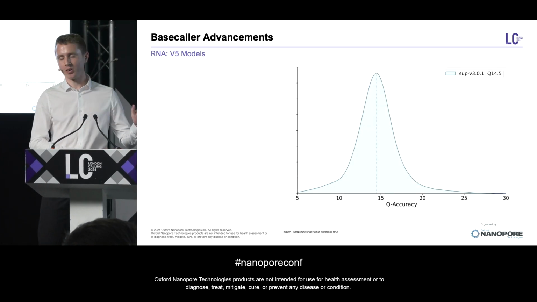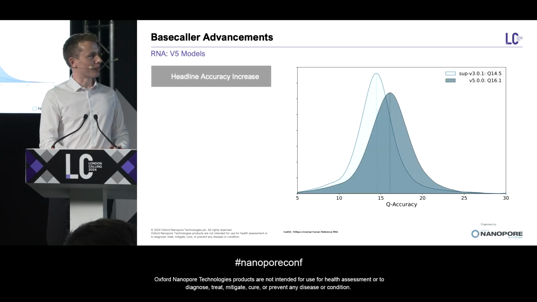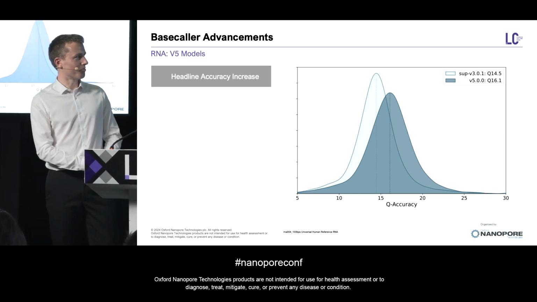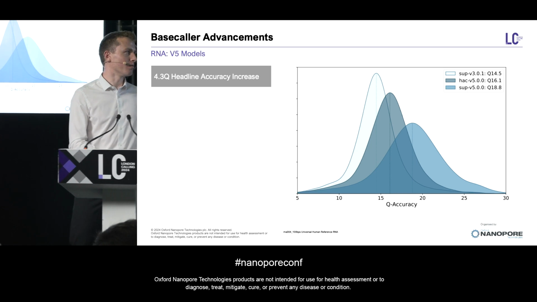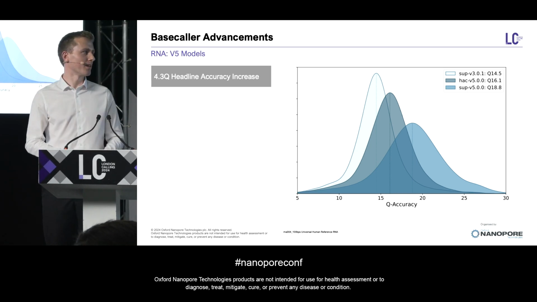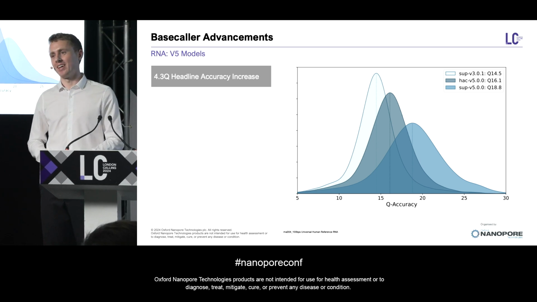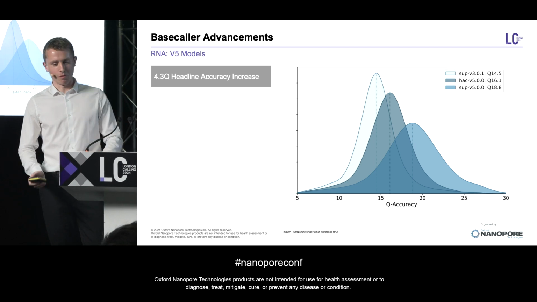So this is our current RNA SUP model, V3. And then this is a V5 SUP model, so a nice jump, but as sort of Susie alluded to, we've gone even further, and this is the new V5 SUP model. So we see a 4.3 Q accuracy improvement, again approaching Q20, which is remarkable. It's such a huge jump, and available for you to use.